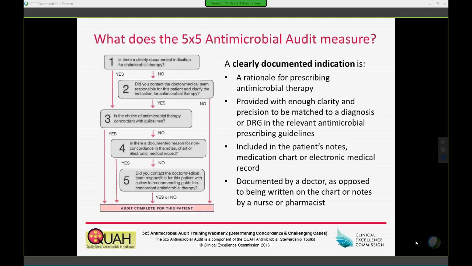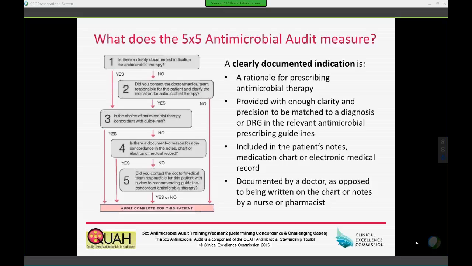Okay, so let's recap what the 5x5 Antimicrobial Audit measures. Question 1 is: is there a clearly documented indication for antimicrobial therapy? What this means is a rationale or a reason for prescribing antimicrobial therapy. And it needs to be provided with enough clarity and precision to be matched to a diagnosis or a diagnostic-related group in the relevant antimicrobial guidelines.